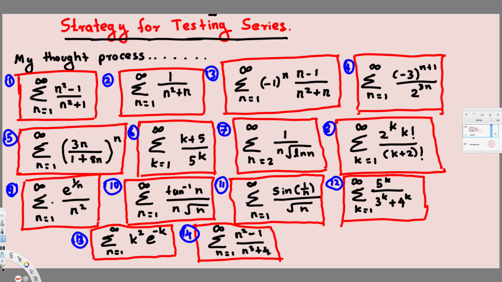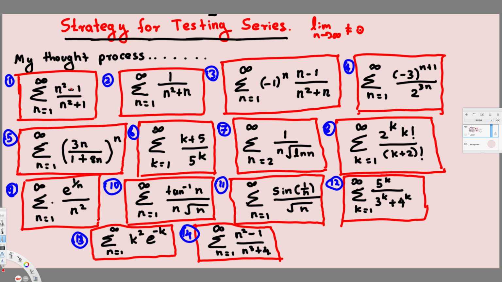We have n squared minus 1 over n squared plus 1. If you take the limit, this is going to be just 1 because we have equal powers. So for anything with a summation and equal powers, the first thing we can do is use the test for divergence. It says when you take the limit as n approaches infinity, if it's not equal to 0, the series diverges. Here the limit is equal to 1, so this one diverges.